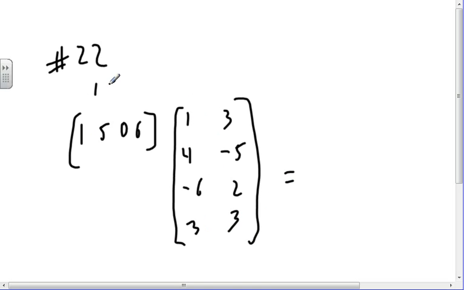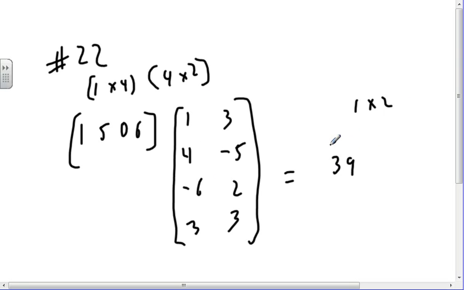Okay, so this is a 1 by 4, and this is a 4 by 2. So our answer is going to be a 1 by 2 when we get done. Okay, first row, first column. Got a 1, I've got a 21. I've got a 21 and 18 for 39. I got a 3. I've got a minus 15 for a minus 12. I got a minus 12 plus 18 for a 6. All done.